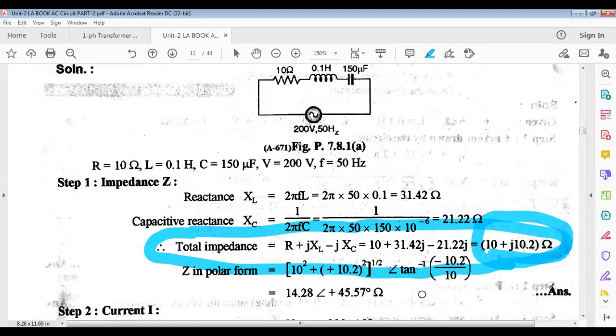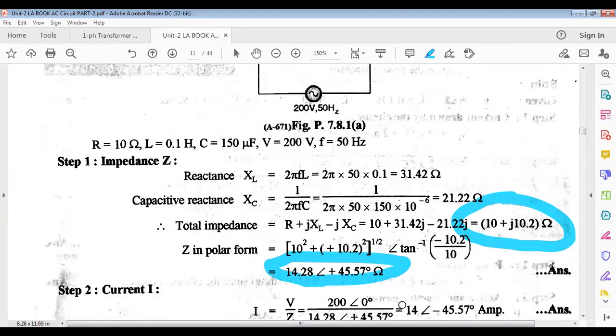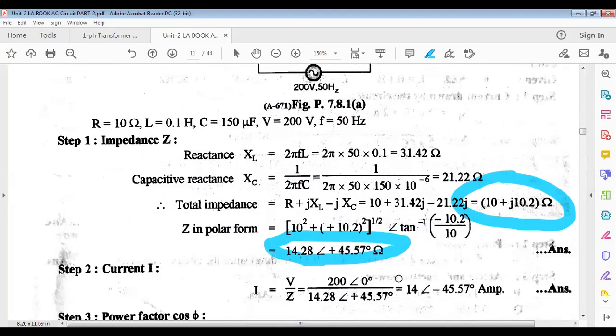Using the calculator, you can convert this rectangular form to polar. Say polar of 10, 10.2. You will get the magnitude, and for the angle, press the recall tab if it is not displaying the angle. So you can see the impedance angle is positive and the imaginary part is positive, which means it's more inductive.